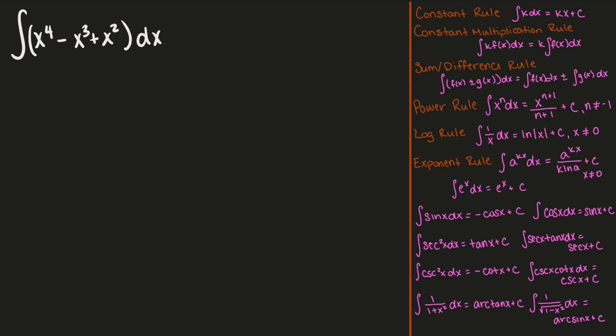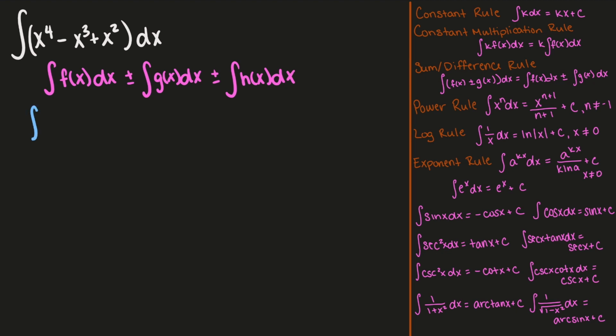First, we have the integral of x to the fourth minus x to the third plus x squared dx. So this is going to use our sum and difference rule and our power rule. So we can write this as the integral of f of x dx plus or minus the integral of g of x dx plus or minus the integral of h of x dx. So we would have the integral of x to the fourth dx minus the integral of x to the third dx plus the integral of x squared dx.